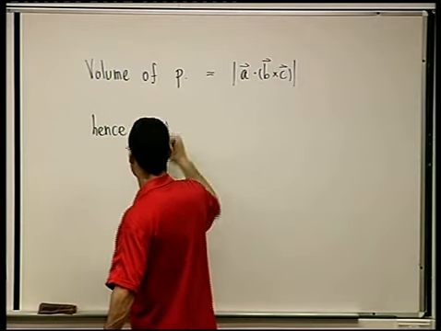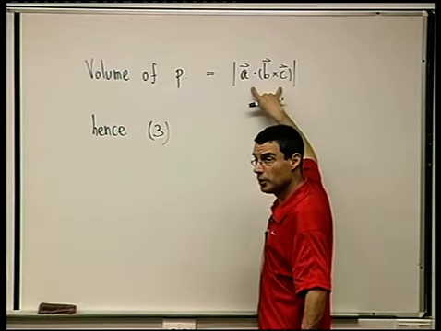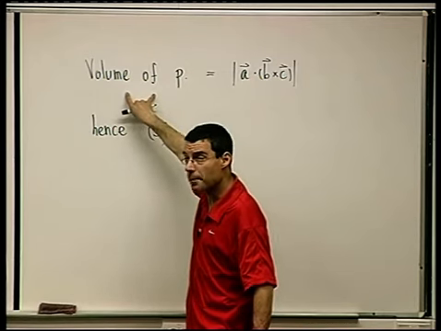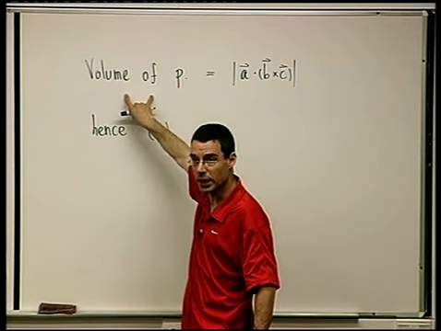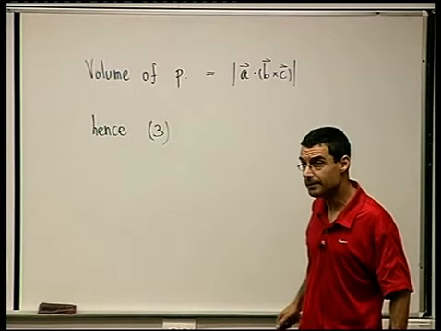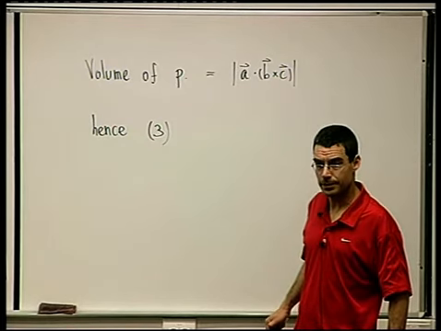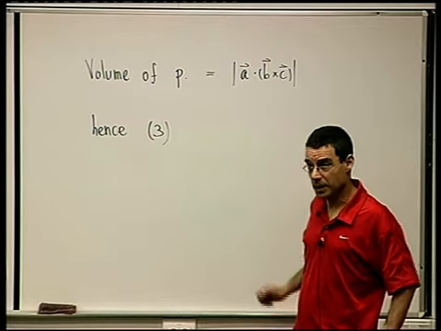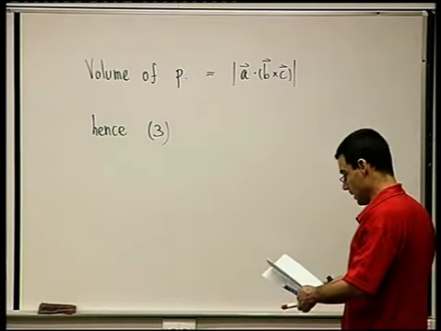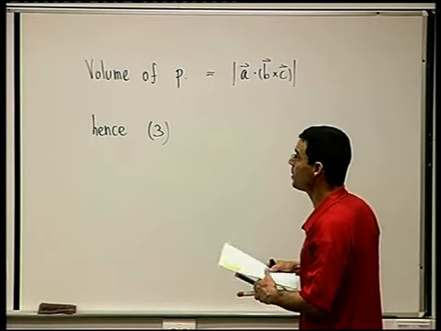Okay, so it follows from this, hence, 3. 3 was the theorem that this is 0 if and only if this is 0, which can only happen if A, B, and C are coplanar. They're on the same plane. Do you agree? Everybody? Questions? Good? You're quiet. Is that because everybody is with me? Okay, good. So I guess we'll stop here with this.